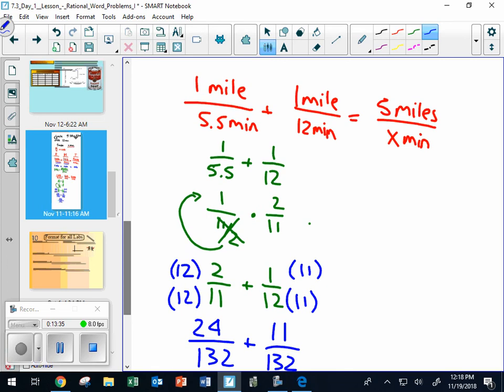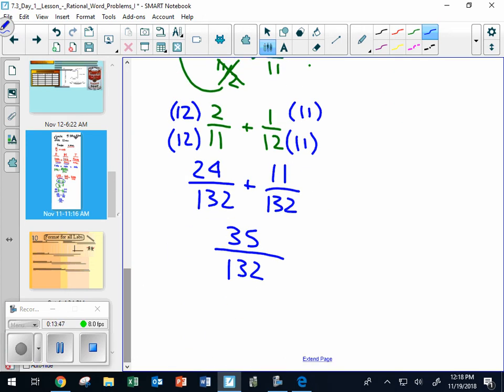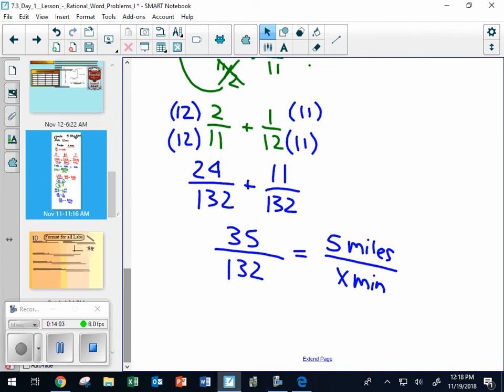At this point, we've basically combined these two fractions together to create one fraction. And we know that one fraction is still equal to our 5 miles divided by our x minutes. If we have one fraction equal to another fraction, what can we then do? We're trying to solve for x, and I heard it. We gotta cross multiply.